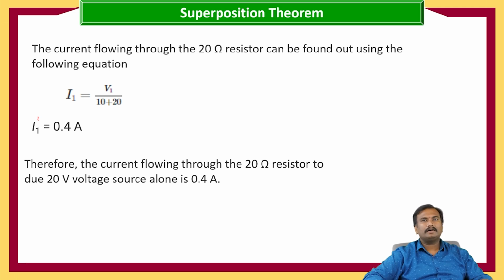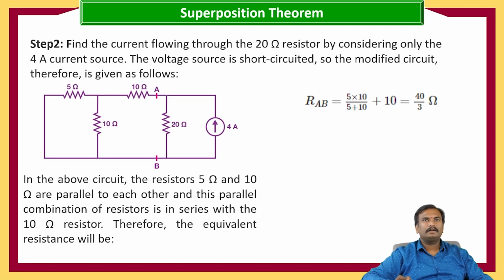Now let us go with the calculation of current value in the 20 ohm resistance with the current source acting. Here we are considering the 4 ampere current source is acting by making the voltage source as short circuit.